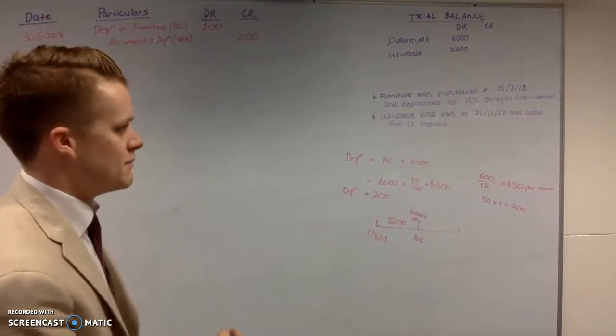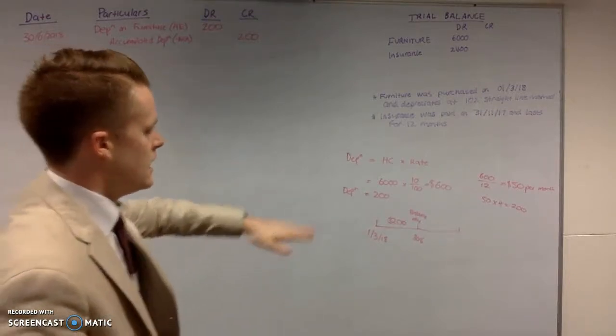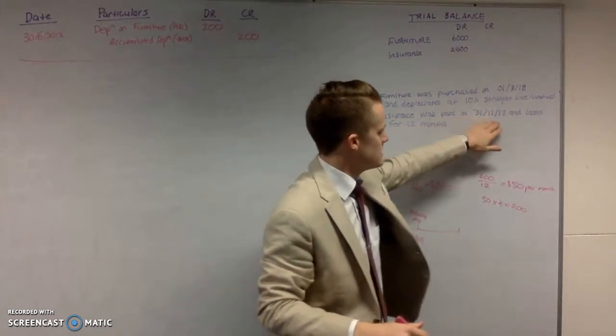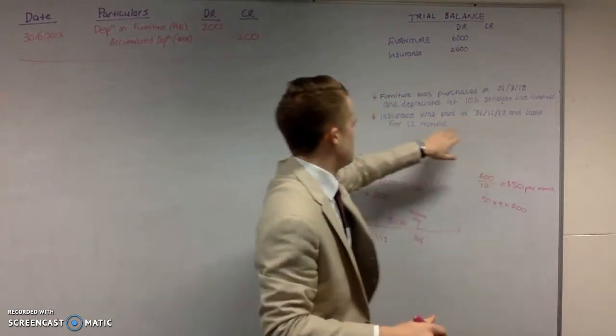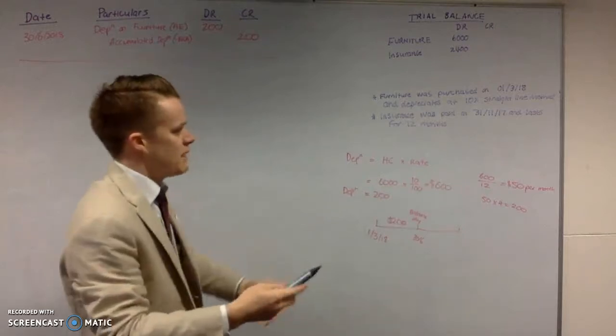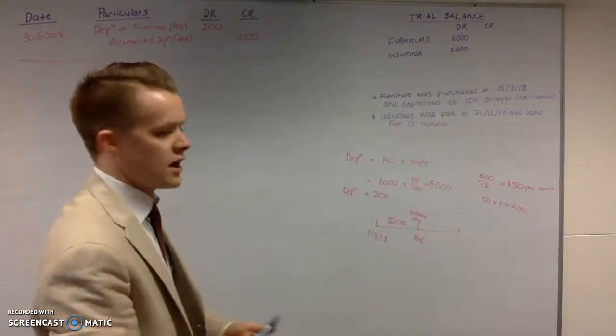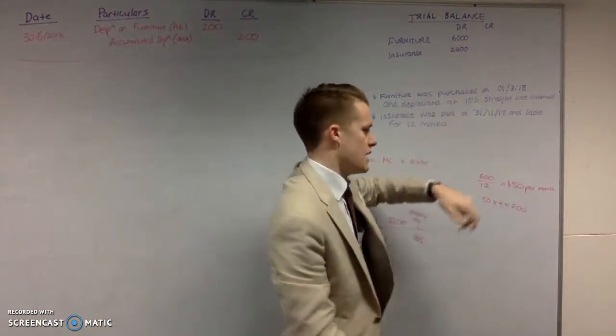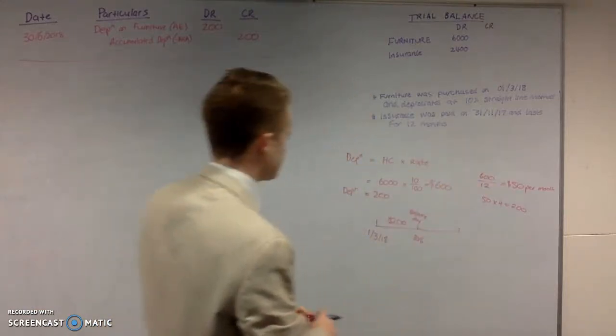So adjusting for time. We've got an expense here, insurance paid on the 31st of the 11th, 17, and lasts for 12 months. So the business has paid for their insurance cover, and it's going to last them for a full 12 months. But we paid out halfway through the year. So we've got to make an adjustment for that.